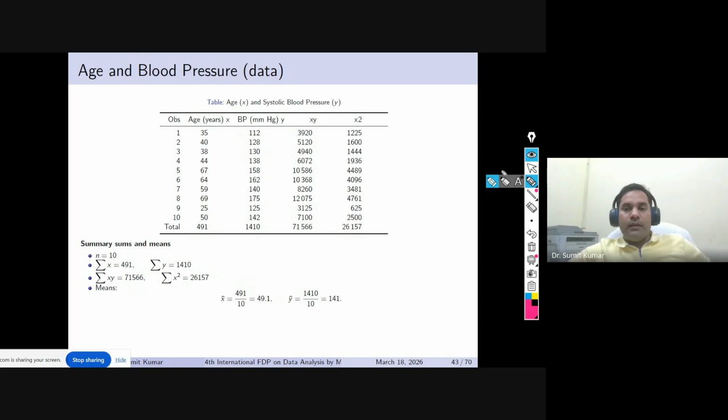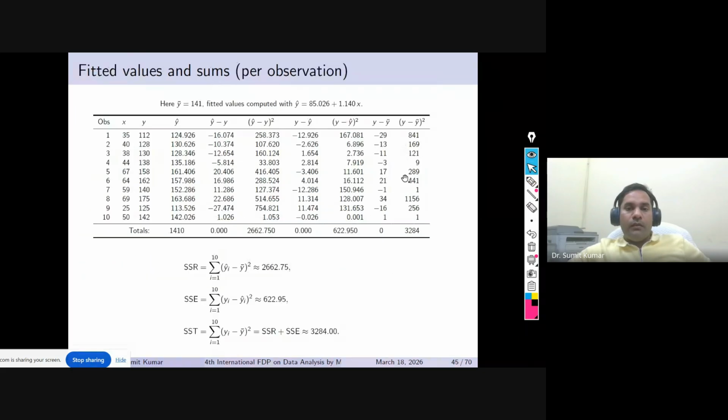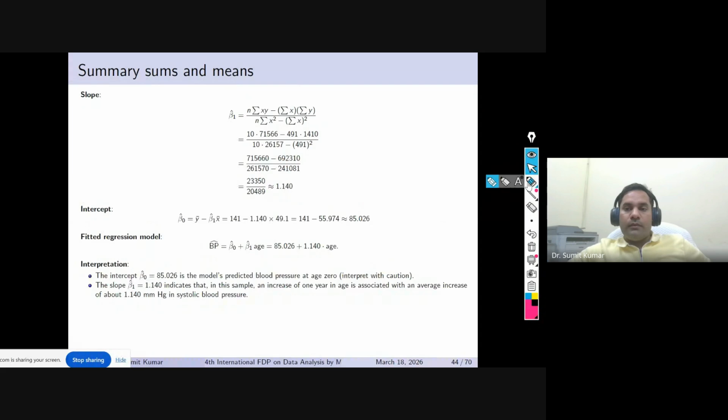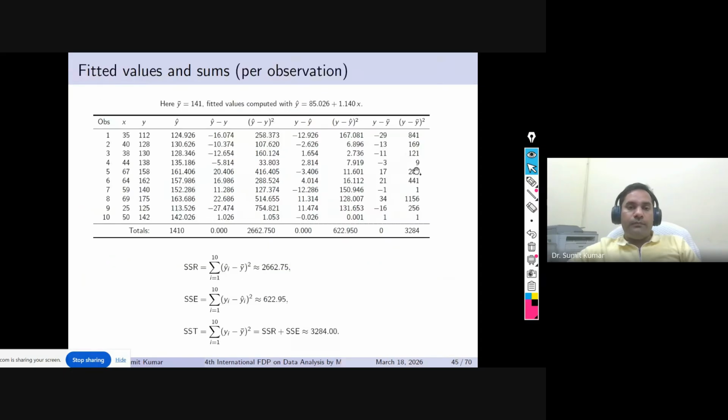Suppose here, this is basically the y hat value, and these y values are already there. If you put 35 here, you will get some estimated value, which will be y hat, and the difference is nothing but the error term or residual. These residuals should follow a normal distribution. Otherwise, your study will be hampered.